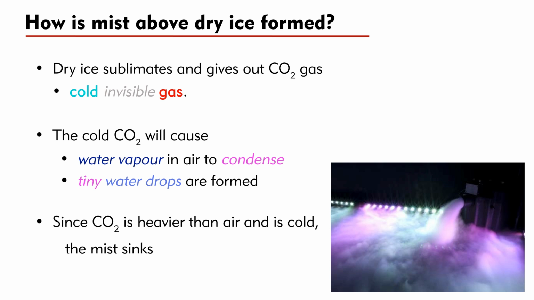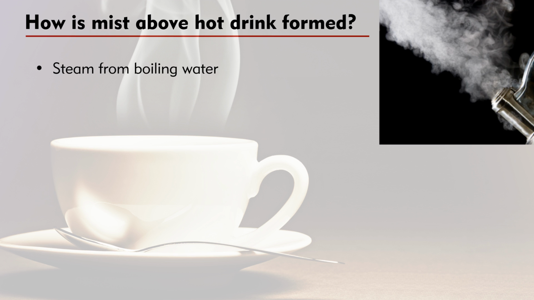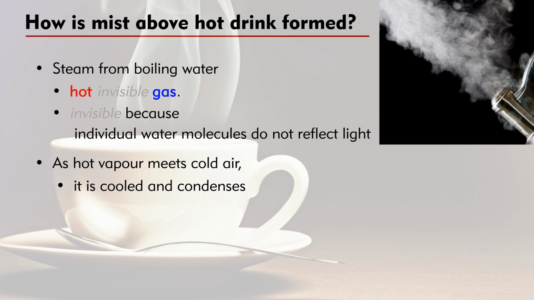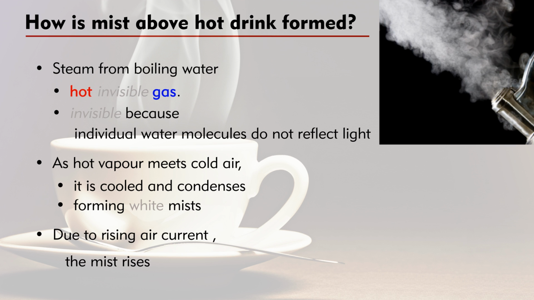This is different from steam, which always moves up. When water boils, the steam is hot and less dense than air. Again, I need to emphasize that steam is invisible because individual water molecules do not reflect light. As the hot vapor meets the cold air, it is cooled, condenses into liquid water, and produces visible white mist. Unlike the mist above dry ice, the mist above hot drinks rises due to rising air current.